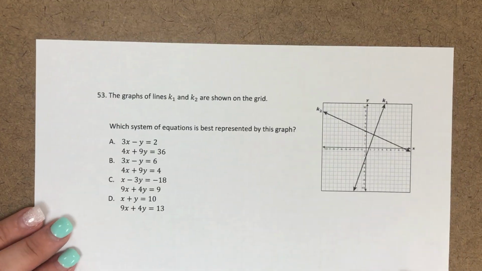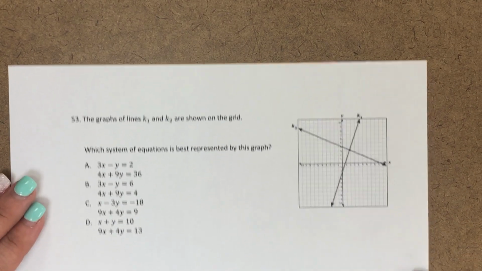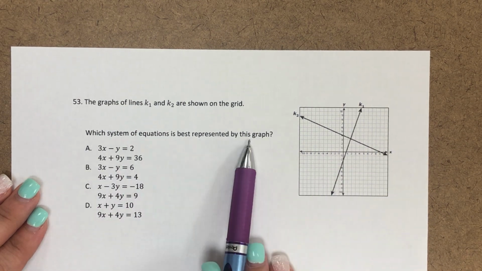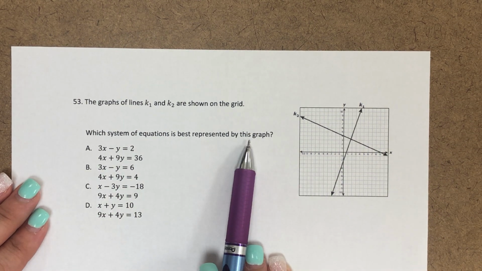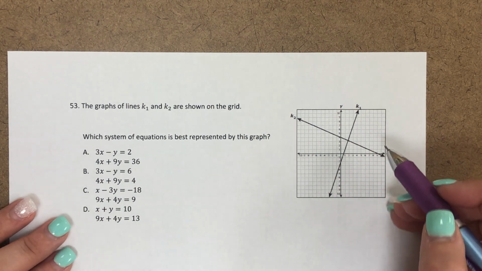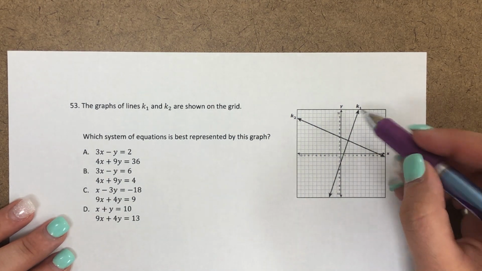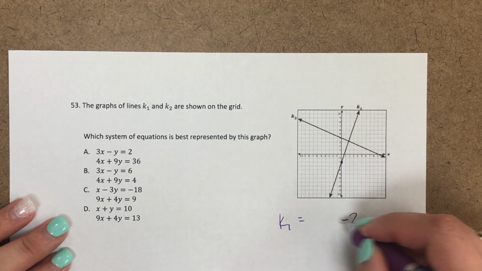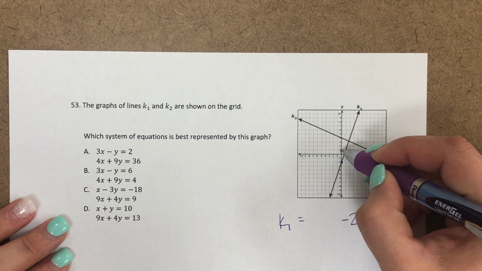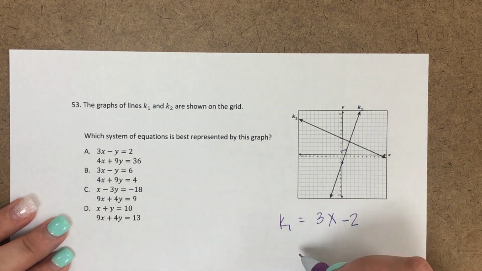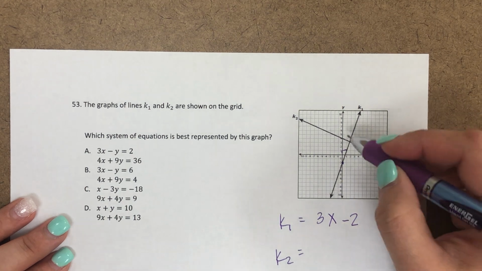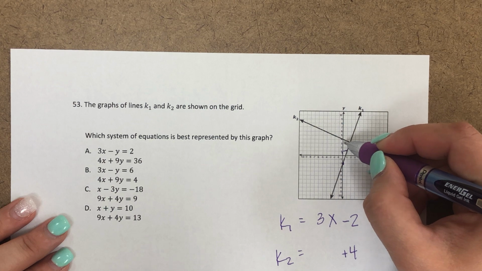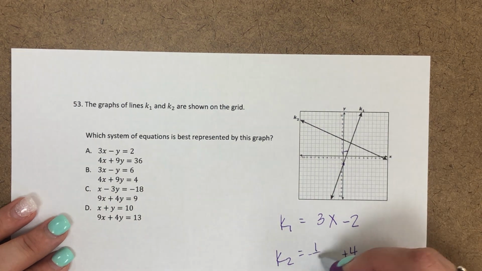All right, last 2 questions here. So right here, the graphs of K1 and K2 are shown on the grid. Which system of equations best represents this graph? So we actually want to find the equations. I'm going to start with K1. So K1 equals, it goes down at -2, and then we rise 3, run 1. So we'd have 3x minus 2. And then K2 equals, and we cross through 4 here. And then we go down 1, run 2, so it'd be -1/2 x.